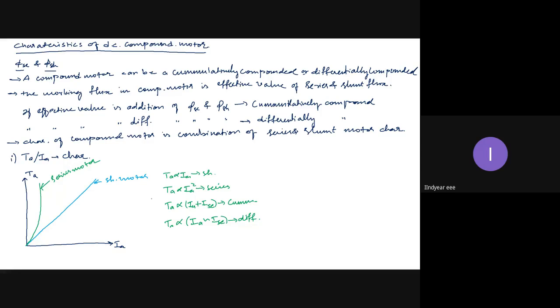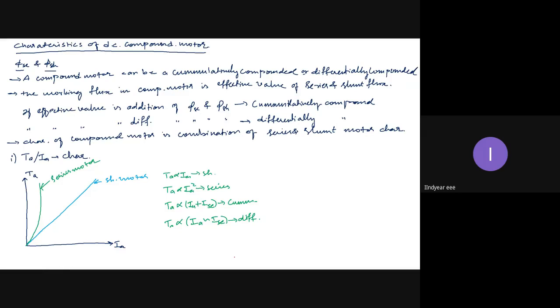So therefore, in cumulatively compounded machine, the torque will be higher than shunt motor, but lower than series motor. In differential compound, the torque will be lower than series motor and lower than shunt motor. Okay, so this observation is important. These equations, these are important equations.